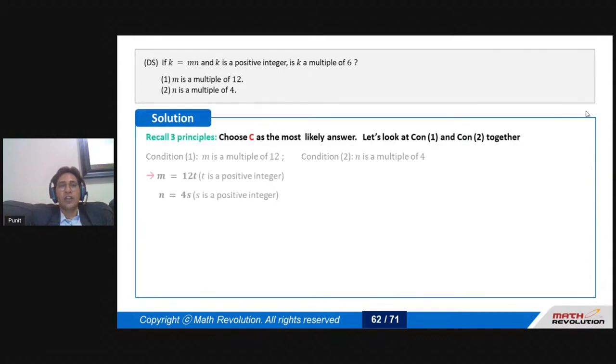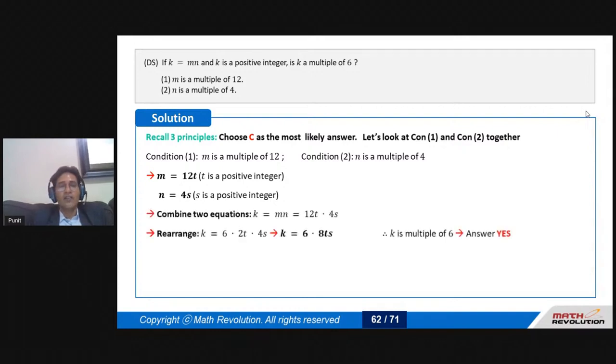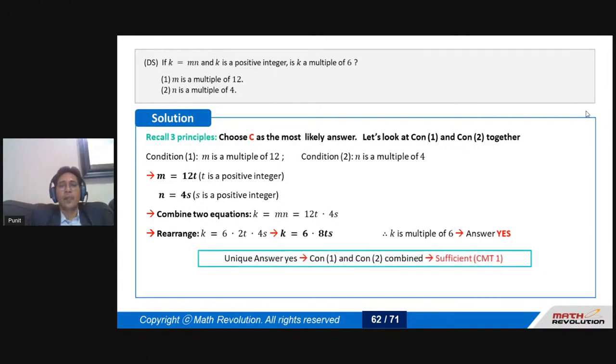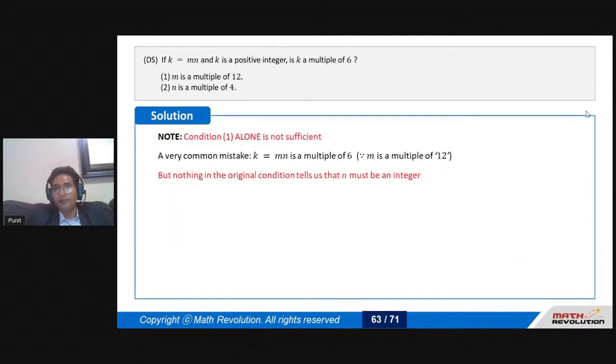If I combine both conditions, m is a multiple of 12, so I can write it as m equals 12t. n is a multiple of 4, so I can write it as 4s. If I combine both with the equation k equals mn, I get 12 times t times 4 times s. Rearranging gives me k equals 6 times 2t times 4s, or k equals 6 times 8ts. Yes, it is a multiple of 6. C is the correct answer. Both conditions are sufficient.